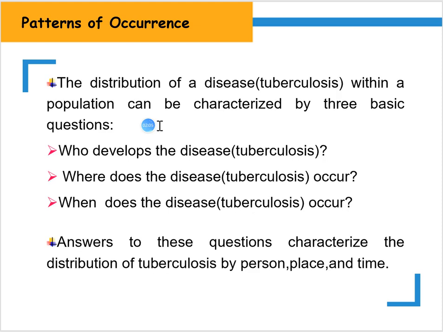How to describe the pattern or distribution of tuberculosis within a population? The pattern or distribution of tuberculosis within a population can be characterized by 3 basic questions, 3W. Who develops tuberculosis? Where does tuberculosis occur? When does tuberculosis occur? Answers to these questions characterize the distribution of tuberculosis by person, by place, and by time.